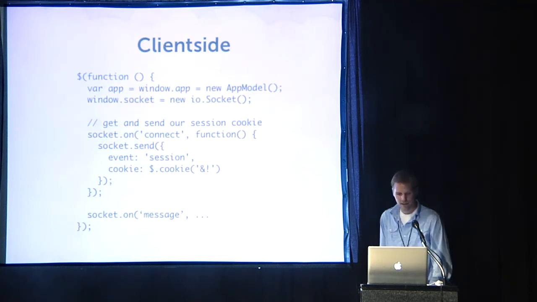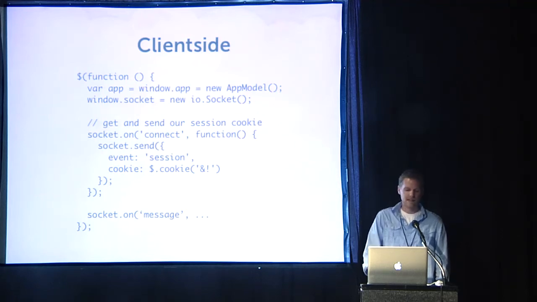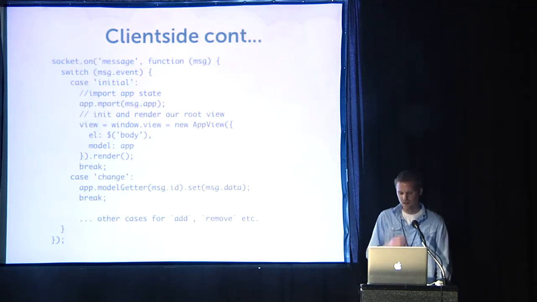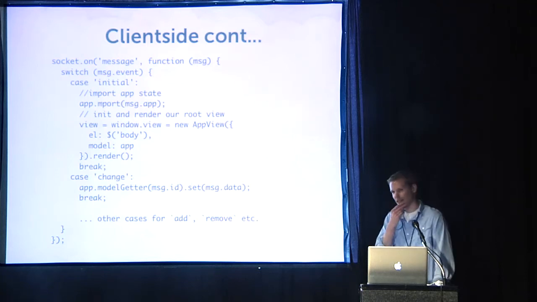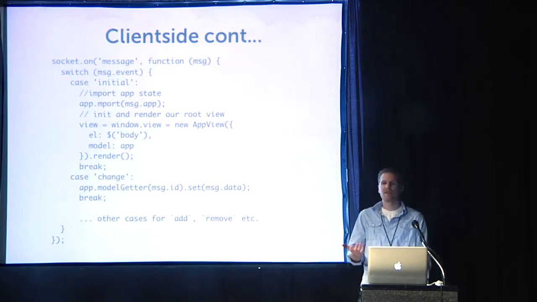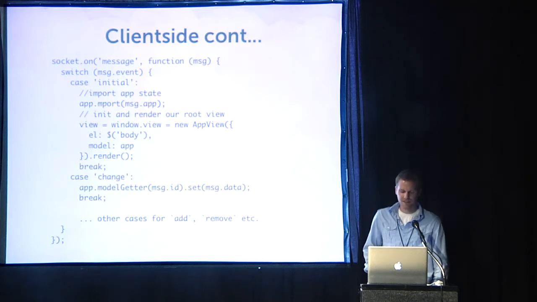So all I'm doing on the client side is sending the session across the wire, and then listening for messages. And for the messages, I came up with a simple protocol for doing this. So you get your initial state, and then you get change events, add events, move events, and remove events. Then all you do is look it up by that ID, which was generated on the server, and whatever the change was, you simply apply it on the other side of the connection.